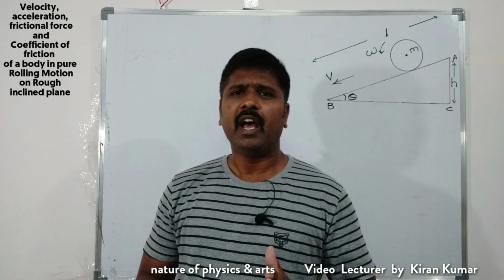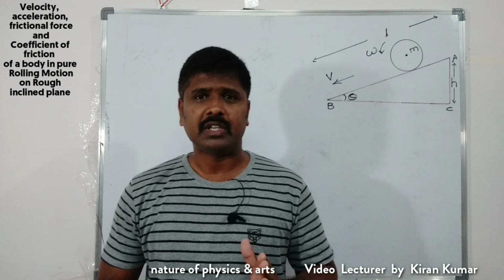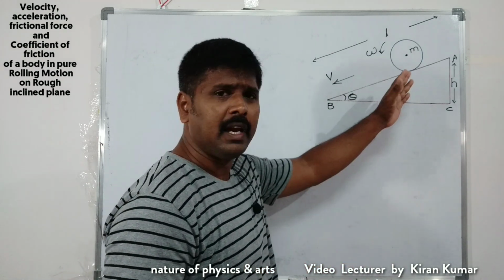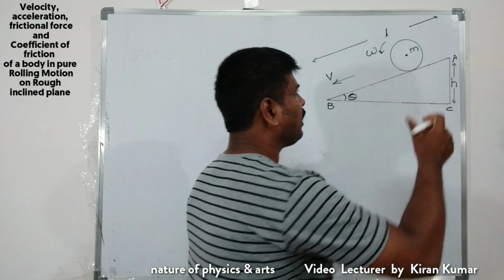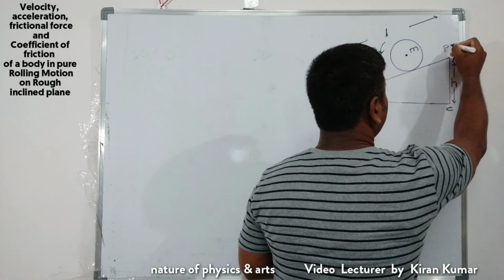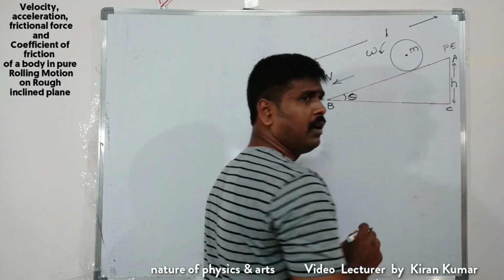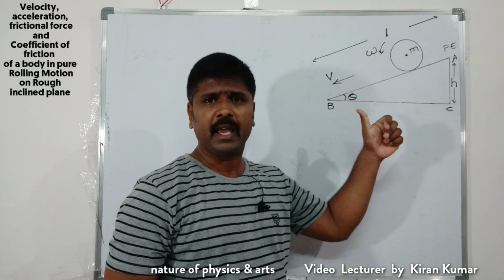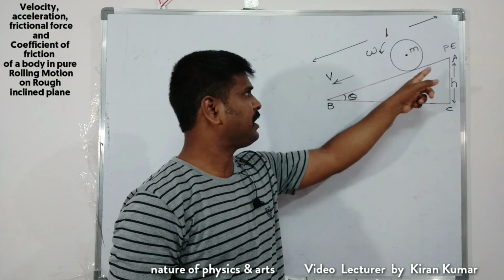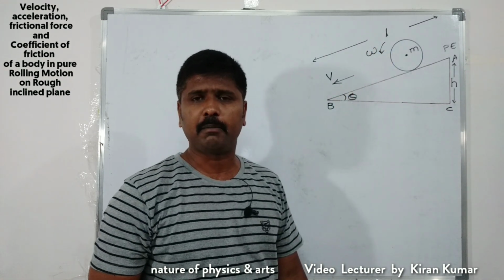Okay, so first I want to find the velocity. For this, the body is released from position A, which has potential energy because it is at a height h. Here h is the height of the inclined plane, BC is the base, and L is the length, that is AB is the length of the inclined plane.